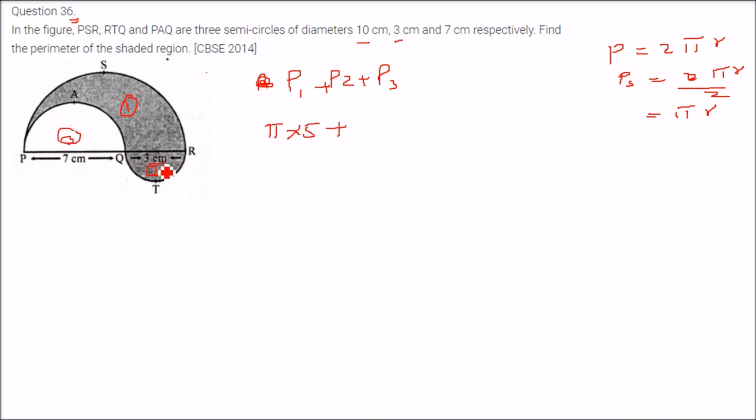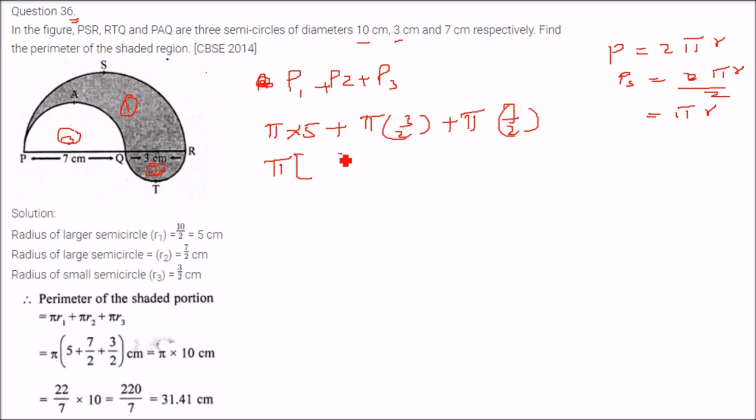Coming to the second one, this one. The radius is 3 by 2 because the diameter is 3. It will be pi into 3 by 2 plus pi. Now coming to this one, the third part, 7. So 7 by 2 is the radius. So pi into 7 by 2. So take pi common and just add this 5 plus 7 by 2 plus 3 by 2. So what do you get? Pi is 22 by 7. This is going to be 10. It will be 31.41 centimeter.